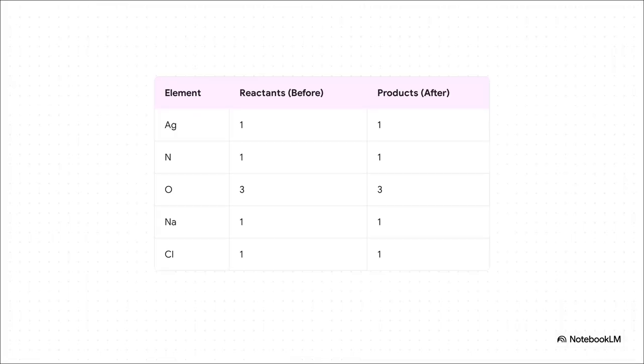Check this out. In this reaction right here, just look at the table. You see how every single atom is accounted for? The number of silver atoms, Ag, before the reaction is the same as it is after. Same for sodium, Na. Same for everything else. Nothing gets lost. This is what we call a balanced equation. It's a perfect accounting of every single atom.